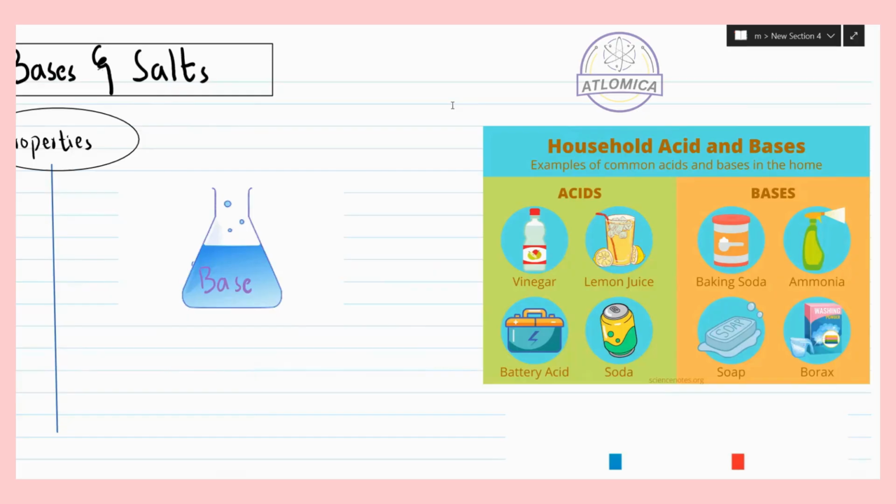So you're surrounded by acids. You must have consumed soda today. You have eaten vinegar in your food. Your mother cleaned your home using a disinfectant that had ammonia in it. You consumed baking soda, or obviously you use soap. So these are the common household acids and bases you have in your home.